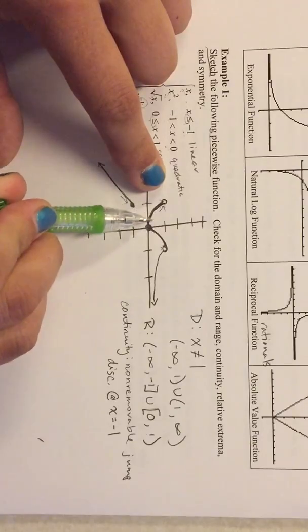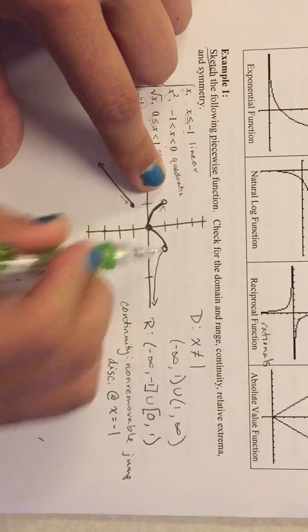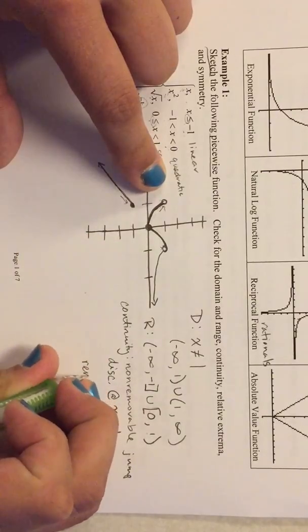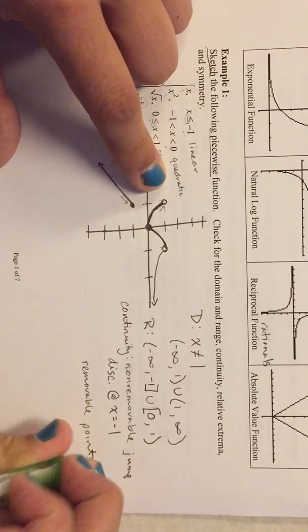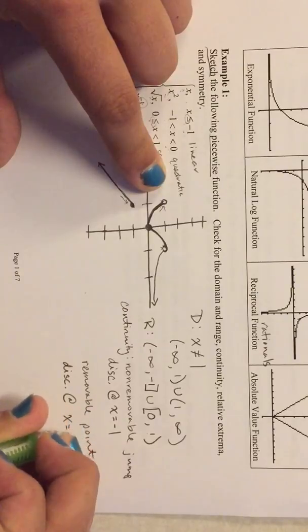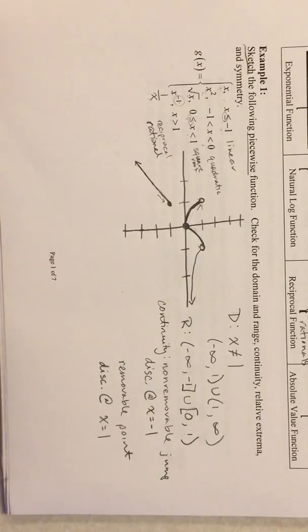At 0, we're fine. At 1, though, we have a hole. So at 1, we have a removable point discontinuity at x equals 1. And it's continuous everywhere else, okay?